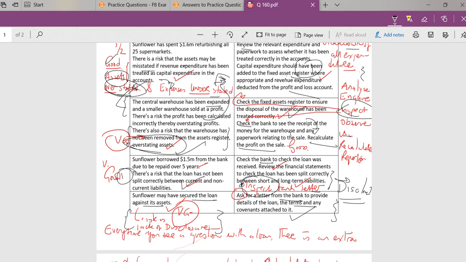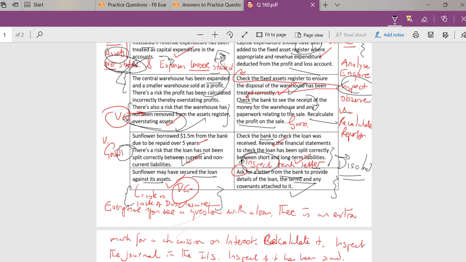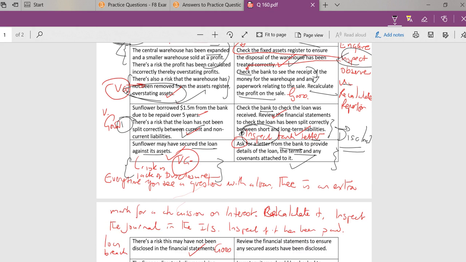And I've written every time you see a question with a loan, there is an extra bit, of course, and this is the extra, very important bit, but you won't forget it now, is this discussion of interest. So you must always talk, they never give it to you, they never tell you, but you have to talk about interest. The fact here is that interest is calculated, it probably is accrued, and it depends on the nature of the loan.